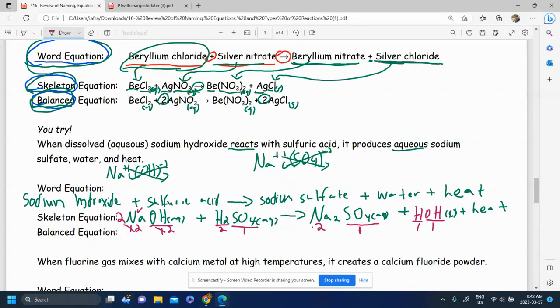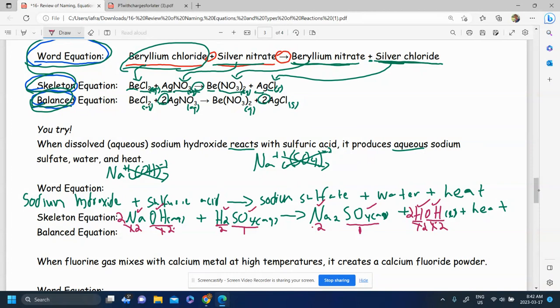Sodiums are balanced, but my hydroxides aren't. I have one hydroxide here, but 2 here. So I'm going to put a 2 over here. When I do that, that gives me 2 H's and 2 hydroxides. So what you'll notice is now my hydroxides are balanced. And look, my H's are also balanced. And my sulfate's already balanced. So now I've written a balanced equation.